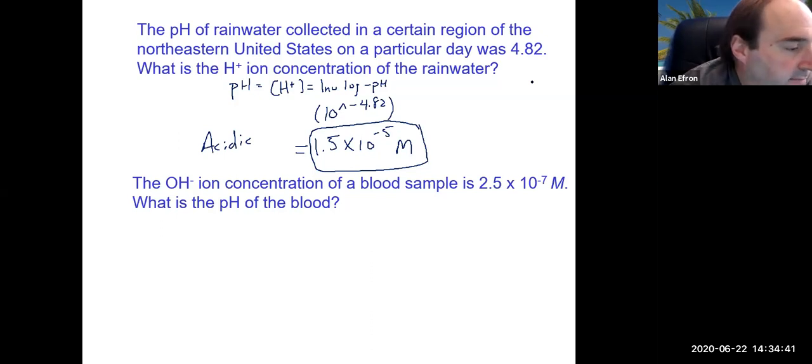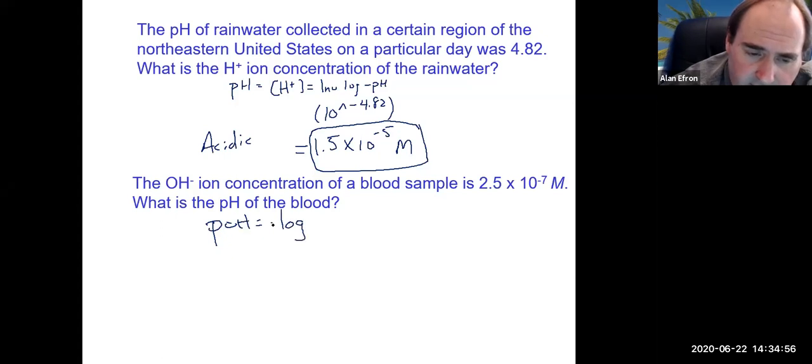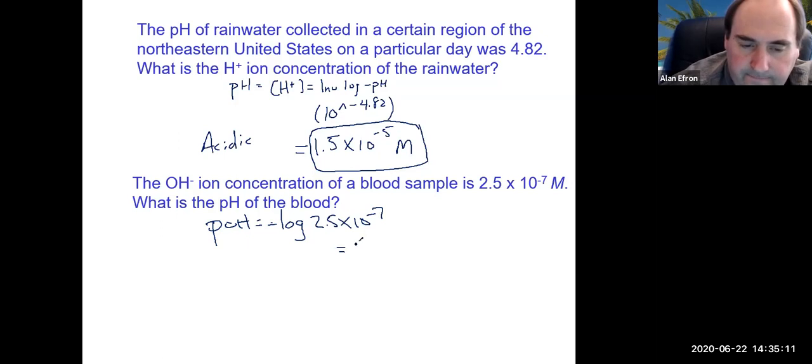What is the pH of the blood? In this particular case, since we have OH minus given to us, we could actually calculate the pOH first. So the pOH equals minus the log of our 2.5 times 10 to the minus 7, which gives us 6.60. And again, this is not our pH, but this is our pOH.